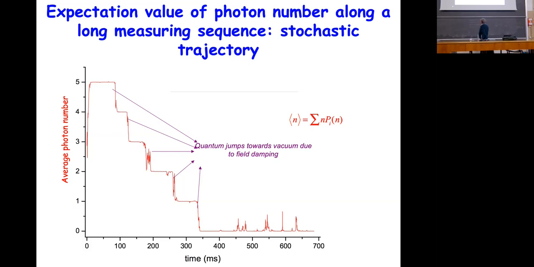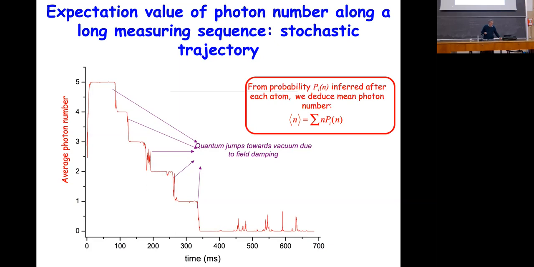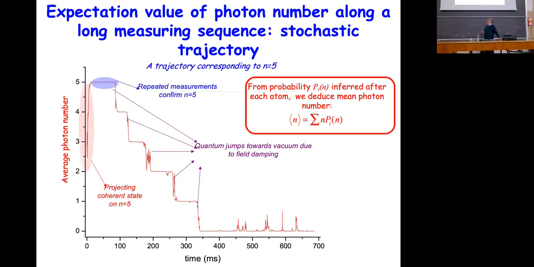And how do you compute this trajectory? At each stage, the computer tells you the probability distribution, which is this product of cosine functions, and the average photon number is just the sum over n times this. So you get this kind of staircase trajectory. And you see again the repeated measurement, the jumps, and these are stochastic trajectories.